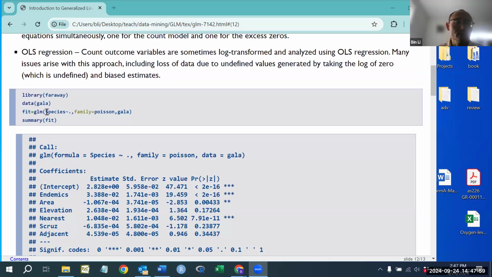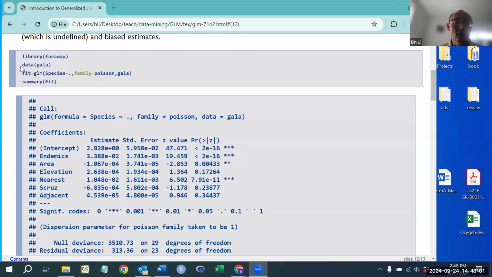Okay, let's see. First, we use the Poisson regression on this data set. So the response variable is the species, that's the number of plant species on the island, against all the other variables used as explanatory variables. Okay, and the family is Poisson. If you specify the family is Poisson, by default, the link function is log. So you don't need to specify the log as a link function.